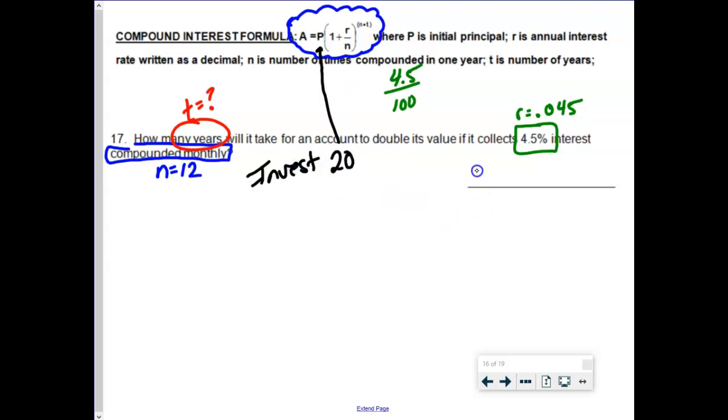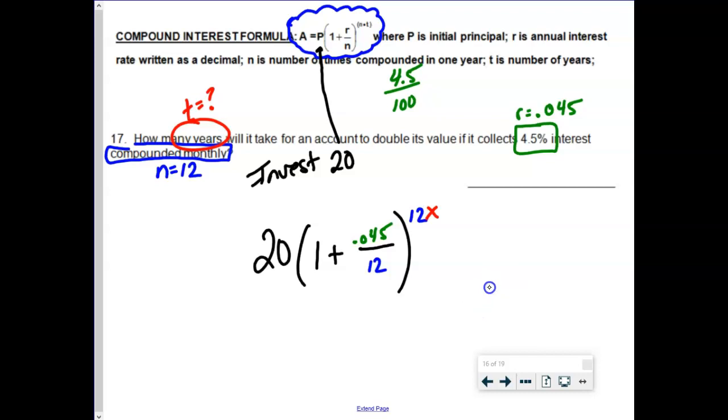So my formula is going to be 20, and then 1 plus the r you guys told me was 0.045. You're going to divide it by n, which since it's monthly, it's 12. And then up in the exponent, that 12 shows up again, times the number of years. But remember, we don't know the number of years, so I'm going to call that x.